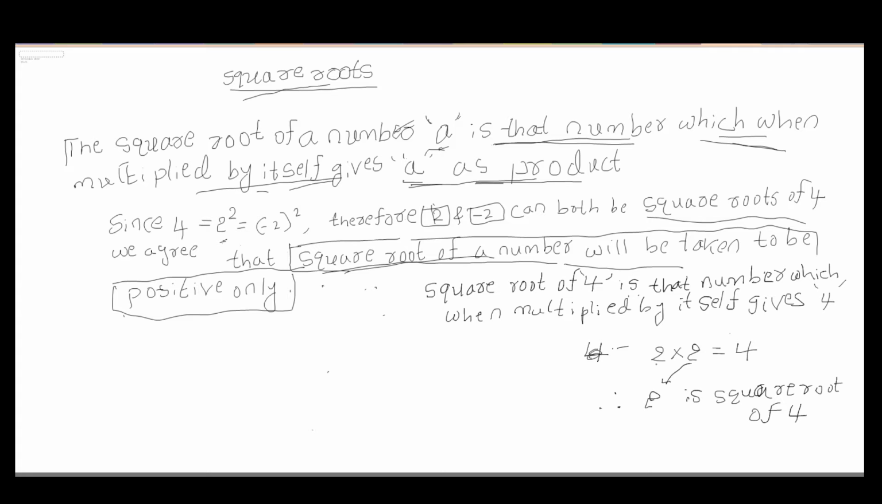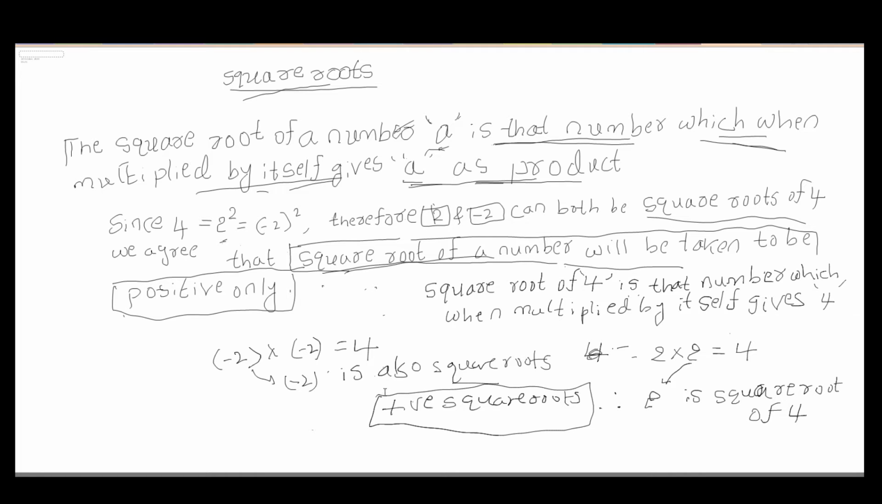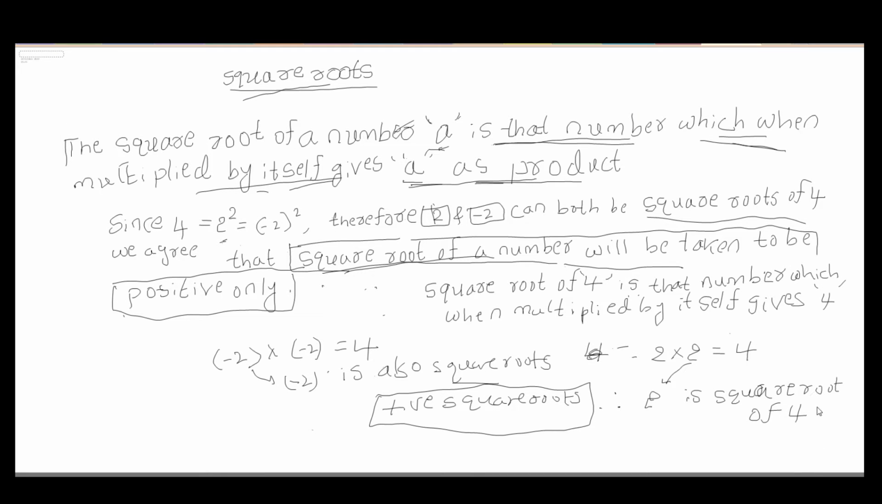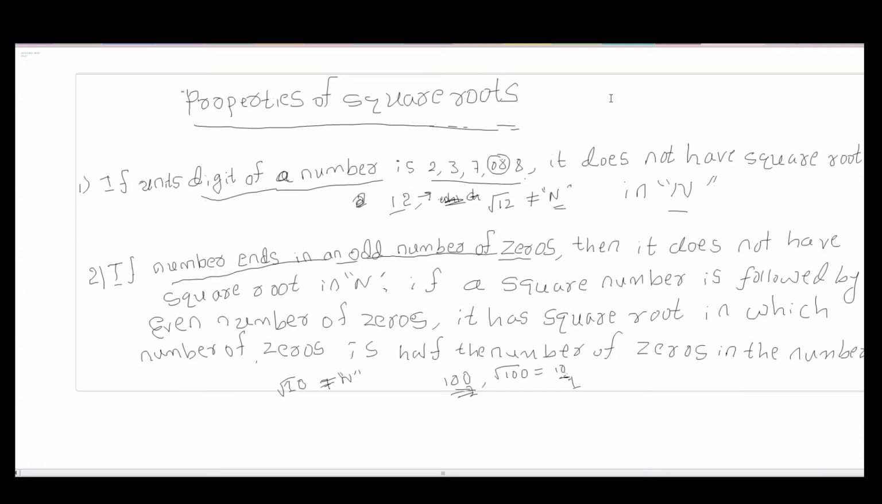But we can also say -2 into -2 also gives 4. Therefore, -2 is also a square root. But we consider the positive square root, not the negative. This is very important. Can you understand? This is the definition of square root. This is all about the square root understanding. Then we move on to the properties of a square root.